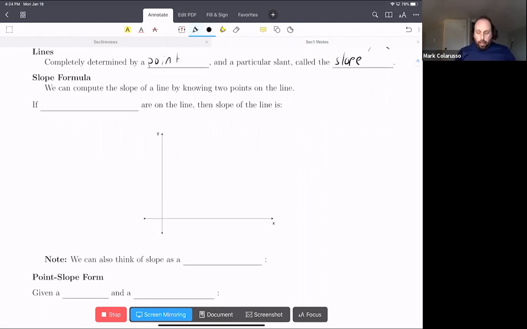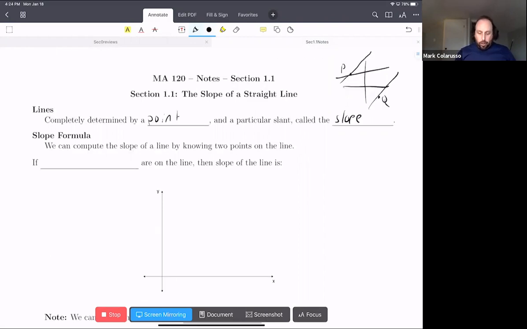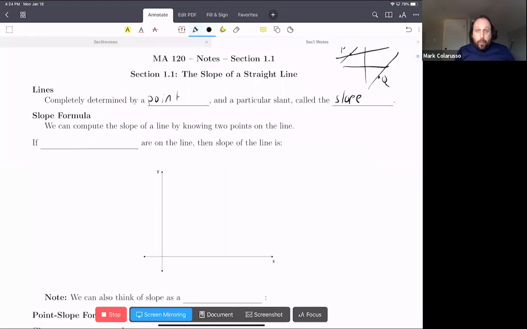Now, how do you know the slope or slant of a line? How can you compute that in a practical way? So we can compute the slope of a line by knowing 2 points on the line. So if I have 2 points, say x1, y1, and x2, y2 that are on the line, then the slope of the line, which is usually denoted by the lowercase letter m, is the difference in the y coordinates divided by the difference in the x coordinates between the 2 points.